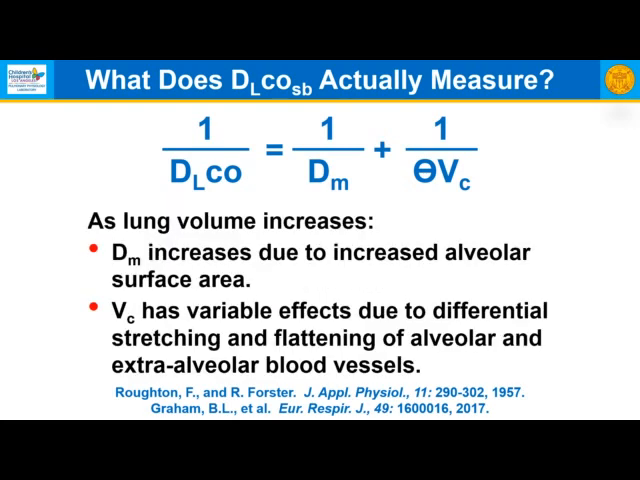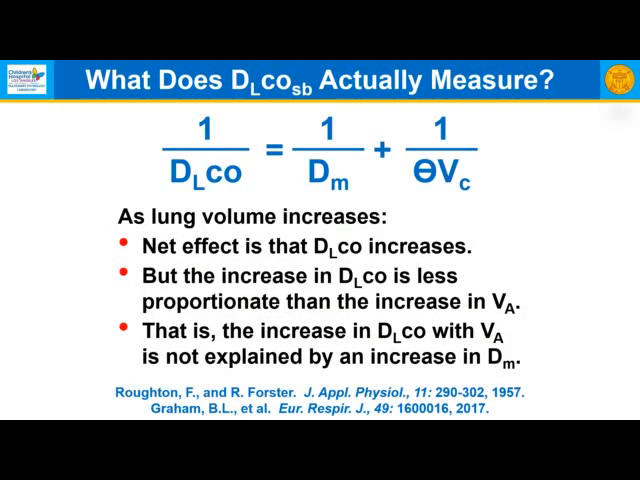Now, as lung volume increases, the membrane diffusing capacity increases due to increased alveolar surface area. VC, as the volume of hemoglobin in the lung, has variable effects due to differential stretching and flattening of alveolar and extraalveolar blood vessels. We talked about these previously. As lung volume increases, the net effect is that the DLCO increases, but the DLCO is less proportionate than the increase in VA. Thus, the increase in DLCO with VA is not explained by an increase in membrane diffusing capacity. That is, these do not correlate in a linear fashion.